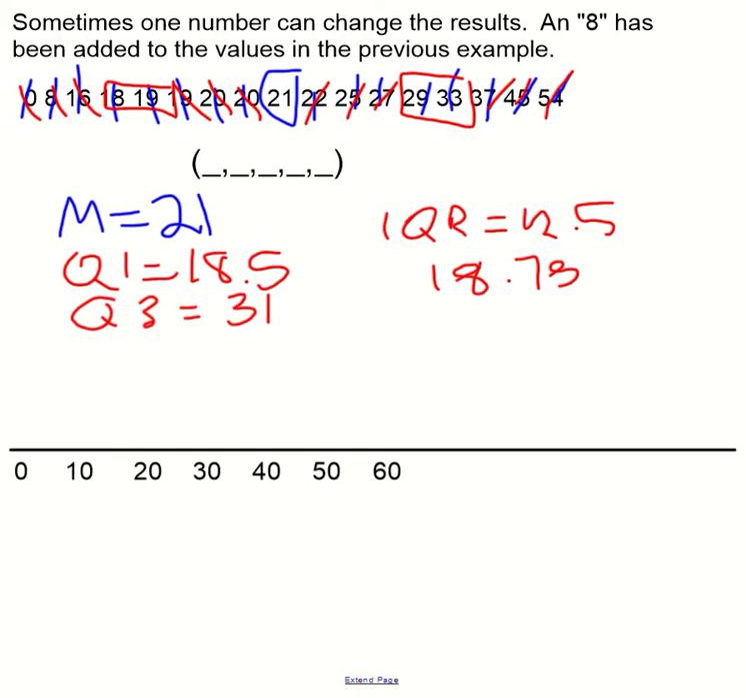So Q1 minus that gives us negative 0.25, so we don't have to worry about any of those lower numbers. We go 31 plus 18.75, and we get 49.75. That means any number bigger than 49.75 would be an outlier. So this 54 is an outlier, which changes our box and whisker plot.